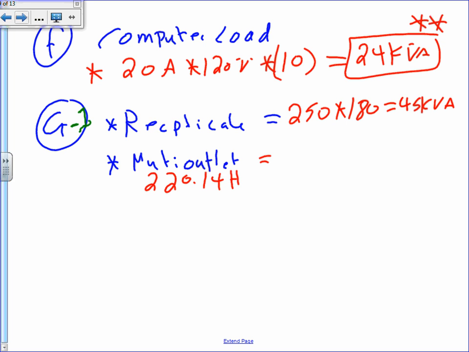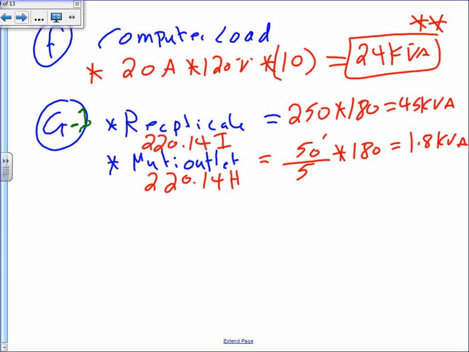Multi-outlet assembly. This is coming, by the way, from 220.14(I). Does it say continuous on it? No. If it doesn't say continuous, it's not continuous. So I have 50 feet divided by 5, multiplied by 180. That will give you 1.8 kVA. Cool.